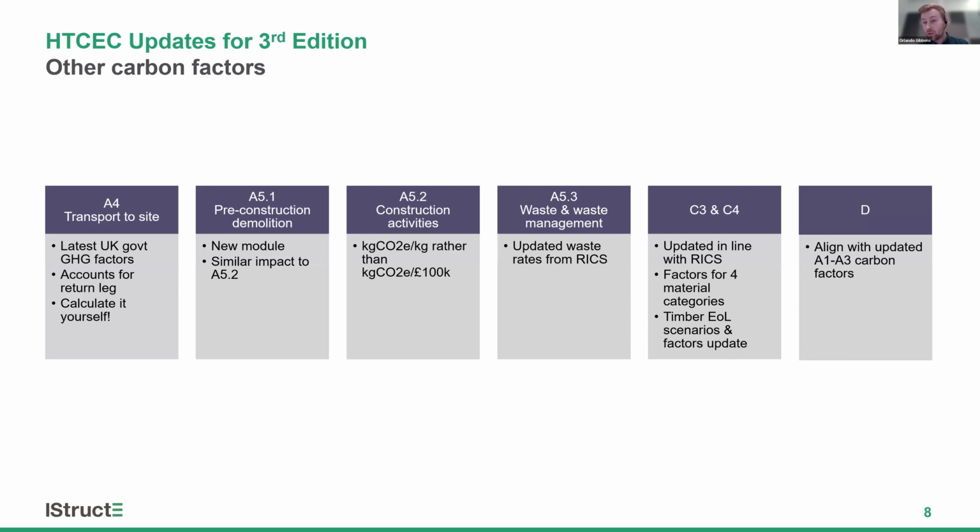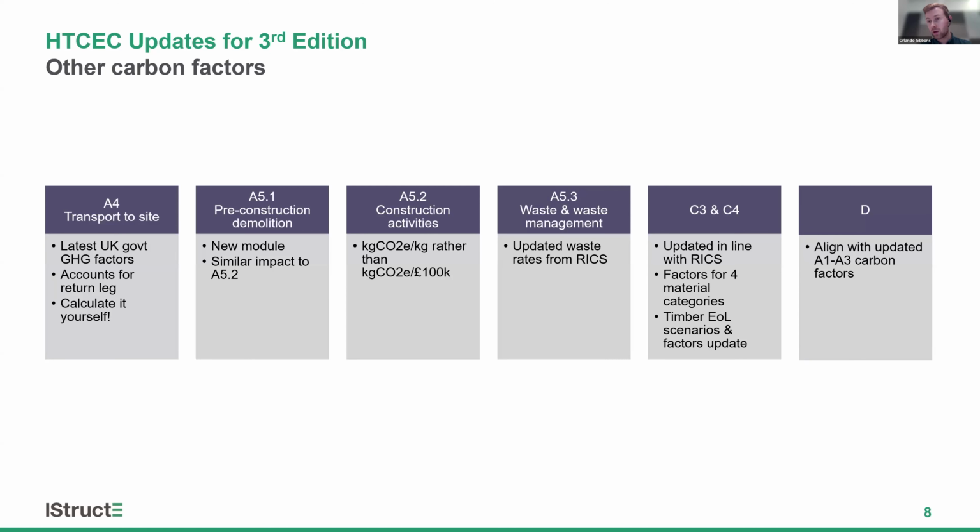A5.1 is a new module, has a similar impact to A5.2. And A5.2 is now a carbon factor based on kilograms of CO2. So that says kilograms, it should say meters squared of GIA rather than kilograms of CO2 per 100,000 pounds. A5.3, waste rates are updated and align with RICS. C3 and C4 also updated to align with RICS.